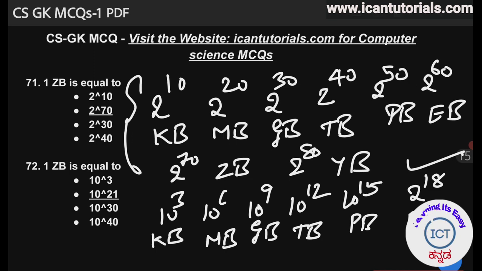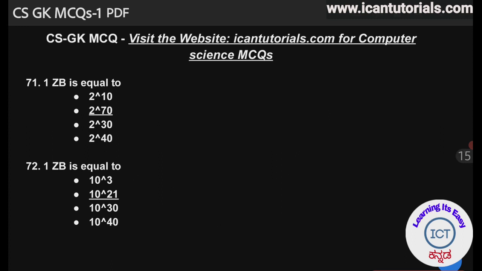In the same way, 10 to power of 18 means exabyte. 10 to power of 21 means zettabyte. And the last one, 10 to power of 24 means yottabyte. So if you see this, you can now easily understand powers of 2 and powers of 10. I have made a separate video on memory sizes. You just check it out, you will understand everything.